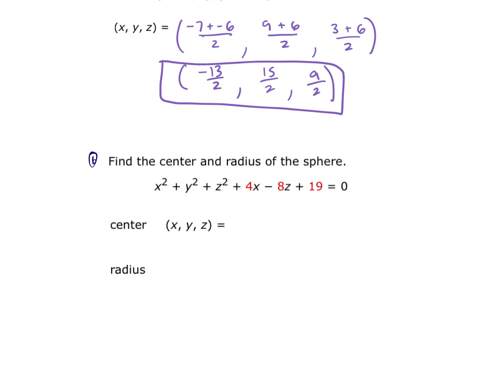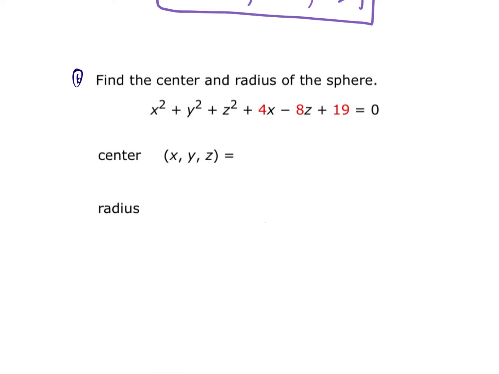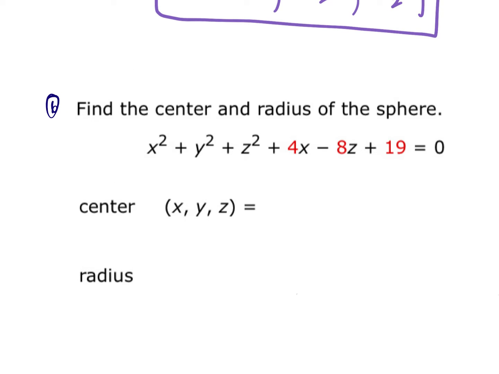All right, I'm going to keep going down, so let's take a look at number 6. We define the center and radius of a sphere. So we know our equation of a sphere is similar to our equation of a circle. So it's x minus h squared plus y minus k squared plus z minus j squared is equal to r squared. So we want to get our equation here to be in standard form in order to find the center. So what should I do to do that?